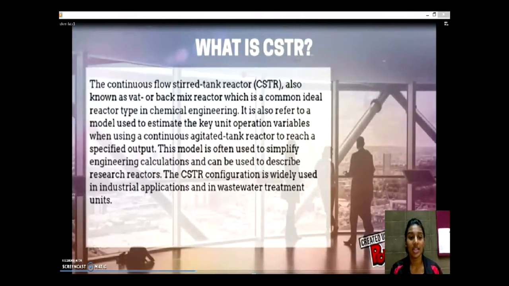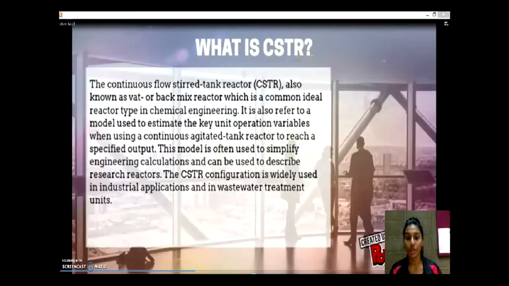CSTR is also known as Continuous Flow Stirred Tank Reactor, and is also known as a Mixed or Back-Mix Reactor, which is a common ideal reactor type in chemical engineering. It is also referred to as a model used to estimate the key unit operation variables when using a continuous agitated tank reactor to reach a specified output.